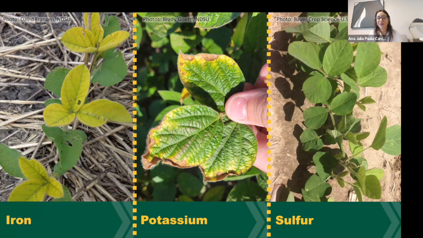So here you have 3 different deficiencies. The first one for sure, that was iron deficiency chlorosis. How can you recognize it? It's really easy. It's going to be mostly in the top leaves. It's something that is going to happen in the new leaves, and you can see clearly the interveinal chlorosis. So basically the veins are still green, but the rest of the leaf is yellowish. Of course, this picture is an extreme case.